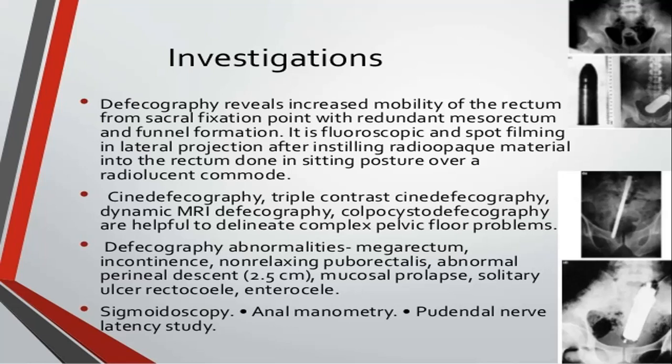Other investigations are sigmoidoscopy, anal manometry, and pudendal nerve latency study. These are different investigations you can apply in prolapse, but the main diagnosing point is clinical. Clinically, you can diagnose rectal prolapse. But if someone asks in an exam what the investigation is, defecography is the choice you can apply for rectal prolapse. Other investigations are not applicable on the clinical side.